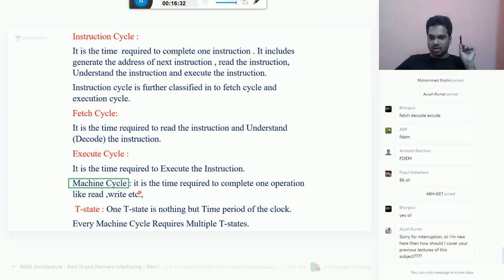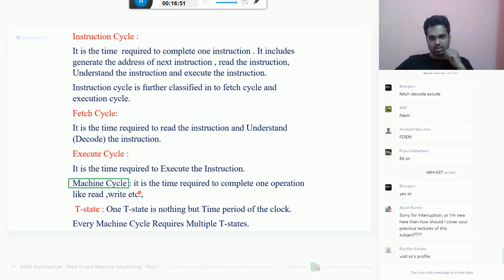What's happened, Ayush? I'm new here. Should I cover the previous lectures of this subject? I think try to attend if you are able to. For today's class, you won't feel difficulty. Up to memory interfacing, 2 topics require a little previous understanding. Memory interfacing you can understand. Otherwise, it is better to go through the previous 3 lectures. It will be good.